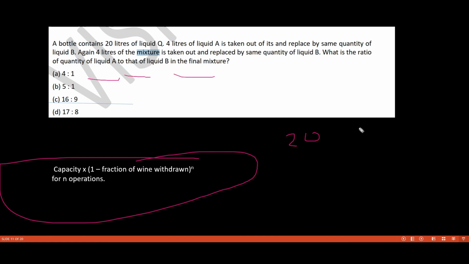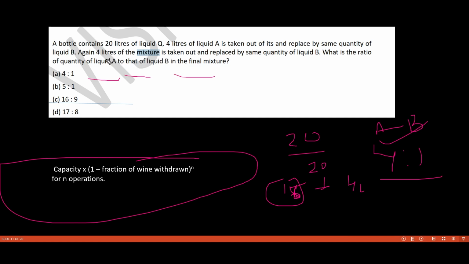So again the mixture is 20 liters only, but now in 20 liters we have how much? We have 16 liters of liquid A and 4 liters of liquid B. Alright, so this is in the ratio 4:1. So we have the ratio 4:1 of liquid A to liquid B.